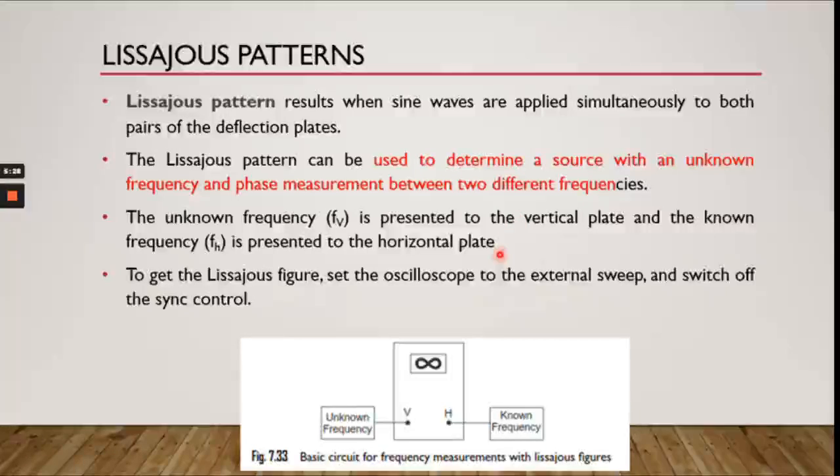So the unknown frequency is given, to measure or to apply this Lissajous pattern. We connect the source with the unknown frequency to the vertical plate, and the known frequency will act as a reference. We connect it to the horizontal plate. So we do some settings on the oscilloscope. We set it to external sweep and switch off the sync control, and then we are going to get some figures, and from the figure we can determine the frequency of the unknown source.